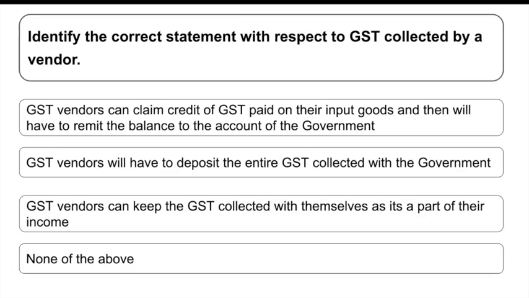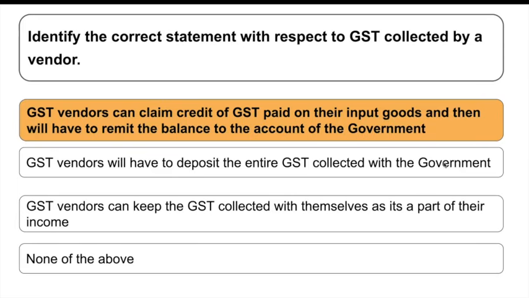Friends, you have to understand that as a vendor, what can they do? They can take credit for the GST amount paid on the input goods. At the same time, towards the end of the year, they can put the remaining amount into the government's account and call it off.